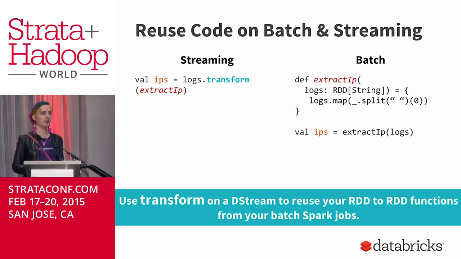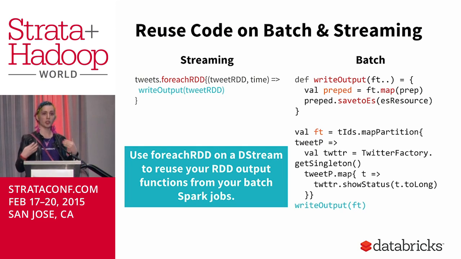The really easy thing is this function called transform. And transform just lets us reuse the transformations that we've written for working with RDDs on DStreams, which are Spark's way of representing streaming data. Now, DStreams have a really similar API to RDDs, so sometimes people try and copy and paste their code over, which is a little ugly and tends to not work completely. So instead, what we should do is use transform when we're wanting to reuse RDD to RDD transformations, or use foreachRDD when we want to reuse output operations that we've written for our batch processing.